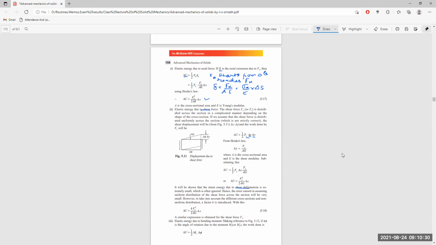Now, sometimes we ignore it because it is very small. The error caused in assuming uniform distribution of shear force will be very small. However, to take into account different cross sections, we multiply by a factor K. So the strain energy stored by the shear force is K Fy squared divided by 2 into A into G, multiplied by delta S. Now, elastic energy due to bending moment.